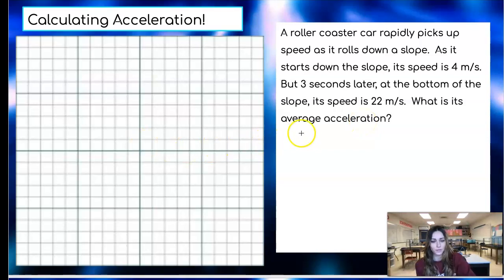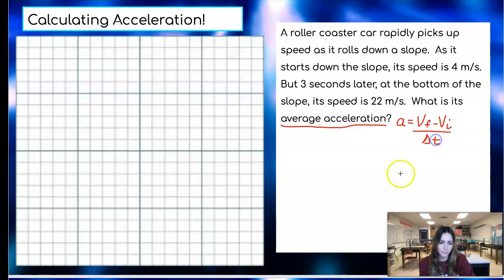In order to break down this problem, let's think about what information we're given and what information we need to know. We know that we're being asked for the average acceleration. We also know that acceleration is equal to final velocity minus initial velocity divided by the change in time. So in order to solve for acceleration, I will need to know all of these different terms. Let's go ahead and break down our word problem to see if we can find that information.